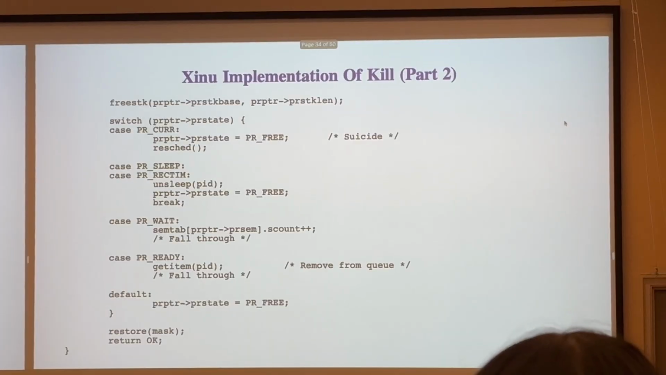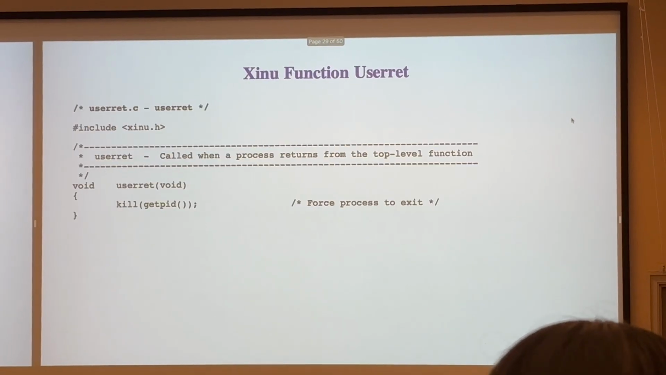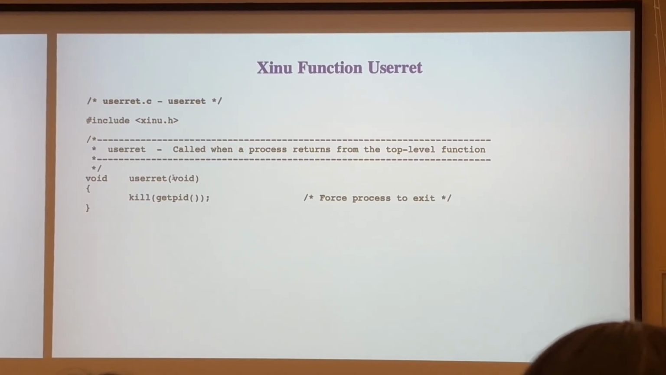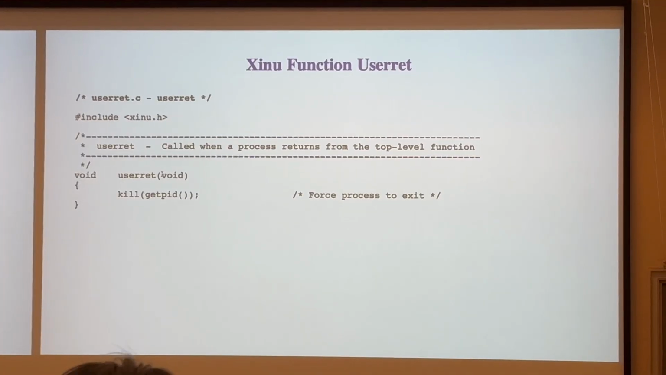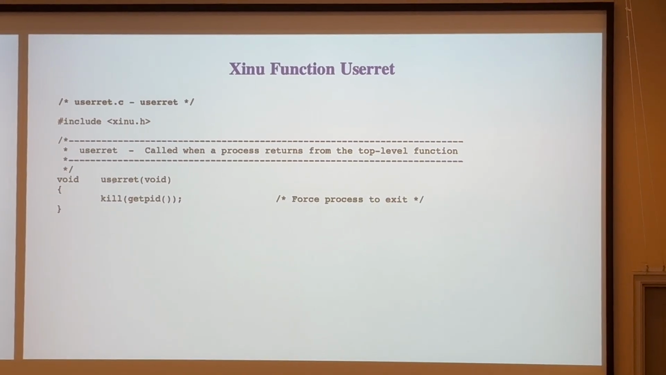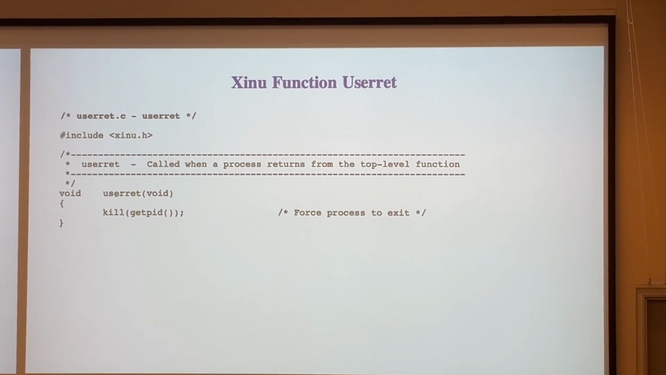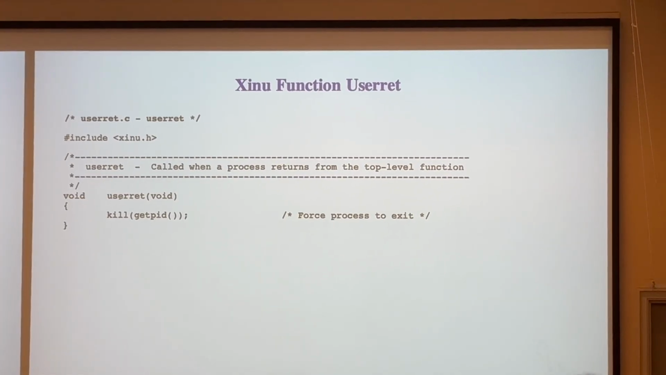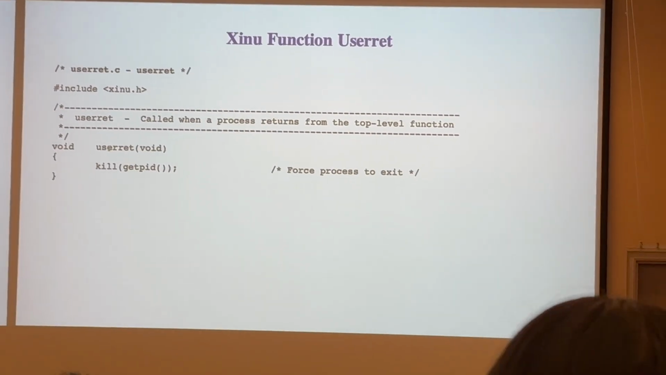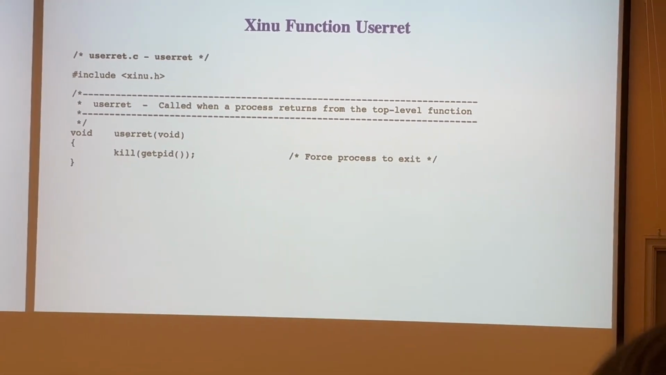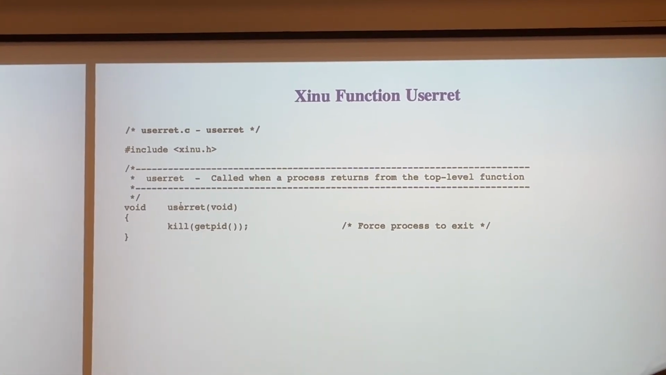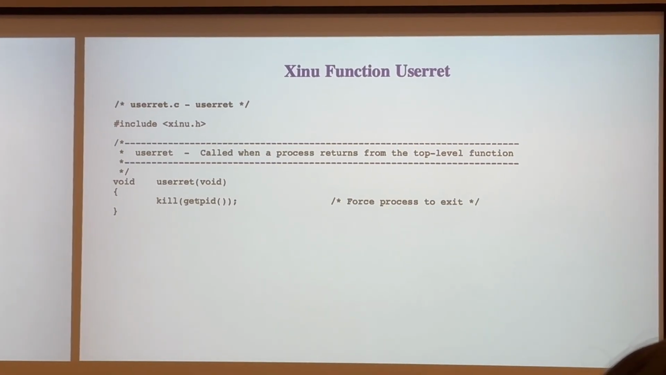Just to make it clear, that init ret, that special constant or macro, points to the address of this user ret function. So putting this address onto the stack means that when the process finishes execution, the last function it executes will be this function. When it returns to this function, it will call kill, which terminates the current process.